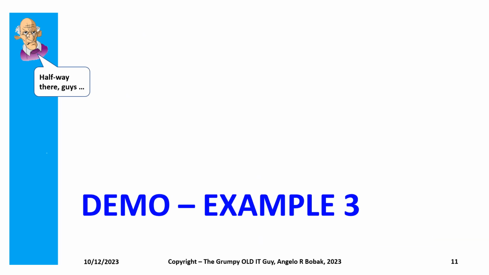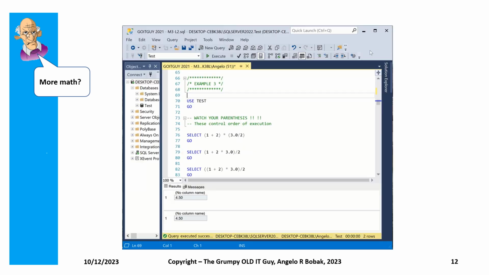This is an important concept, so let's review it. Okay, we just need to do some more experimenting here with the parentheses. I can't stress enough how important these are, and how you can use them to control the order of the calculation in a query. So you really have to be comfortable with this concept. So we're going to basically take the same numbers. We're going to add 1 plus 2 and multiply it by 3.0 divided by 2.